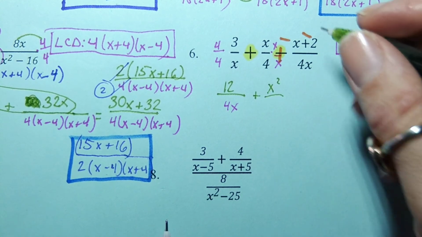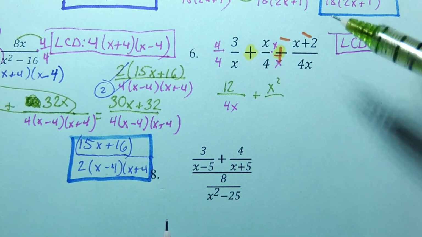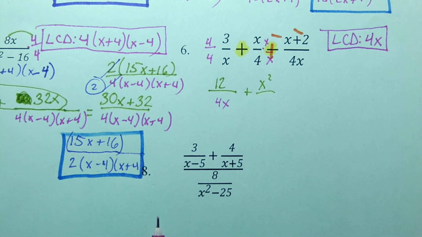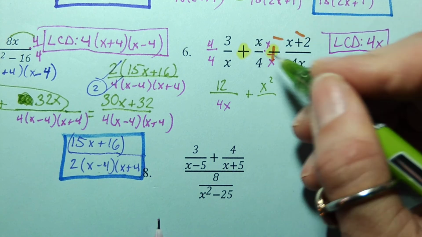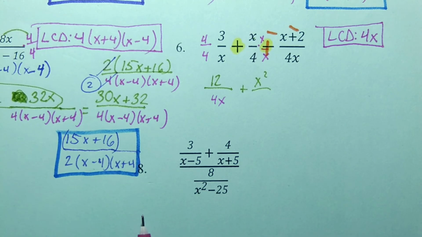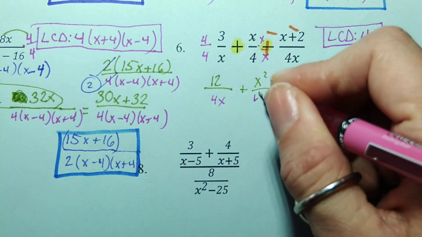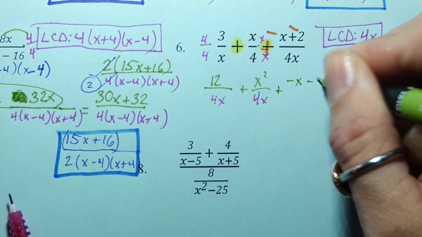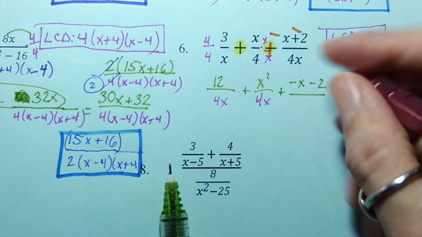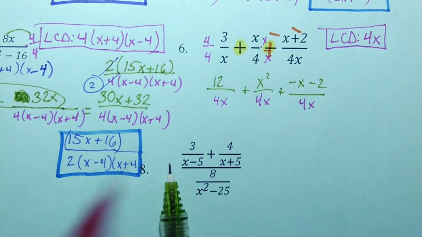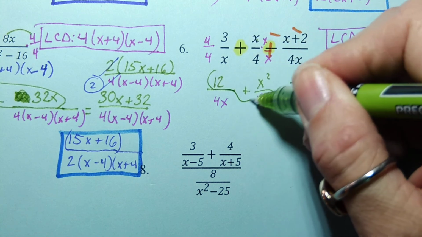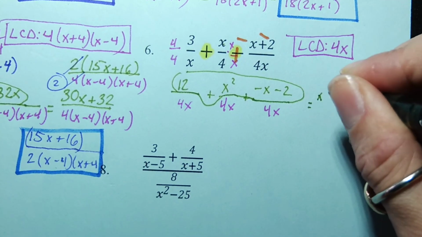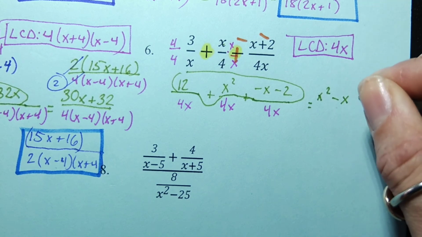What's x times x? X squared. So that was something that I saw on the last test when we were superfoiling. Make sure that you write x squared and not 2x. It's x times itself twice, so we do get x squared on the top of this middle fraction. And then negative x minus 2. And when we add those tops together, we get x squared minus x plus 10.